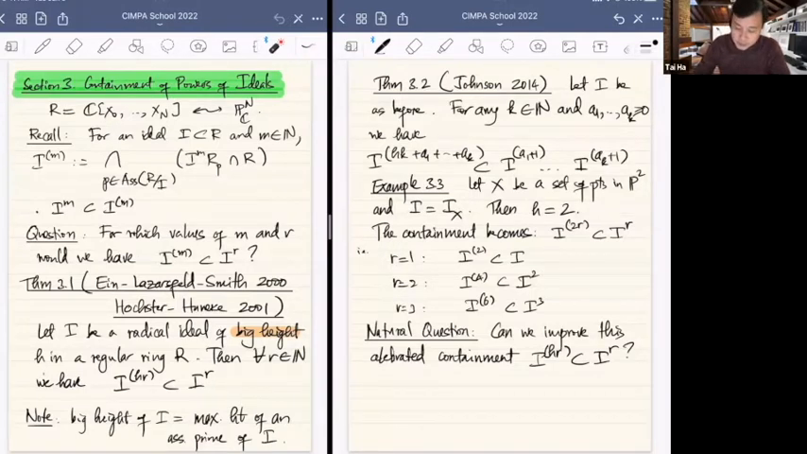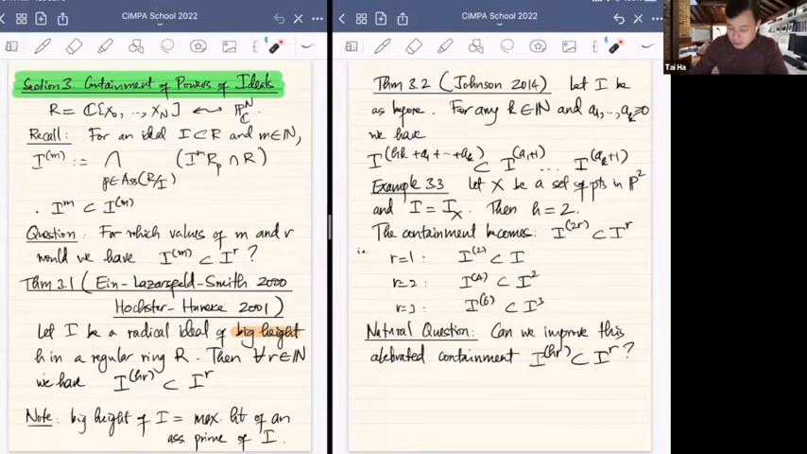Now, in order to improve this containment, there are two different approaches. Either you make the left hand side larger, or you make the right hand side smaller. One way to make the left hand side larger is to decrease the power, right? Smaller power means bigger ideal. One way to make the right hand side smaller is to multiply with some other ideals. If you multiply with the ideals, you actually make your ideal smaller.